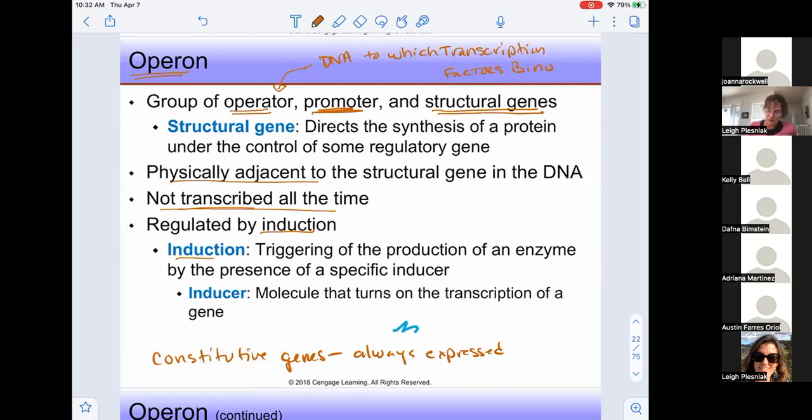Induction is a process where usually a small molecule triggers the expression of an operon. And I'm going to show you an example. And the molecule that does the induction is called the inducer. In biotechnology, this is often IPTG. It's a lactose analog.